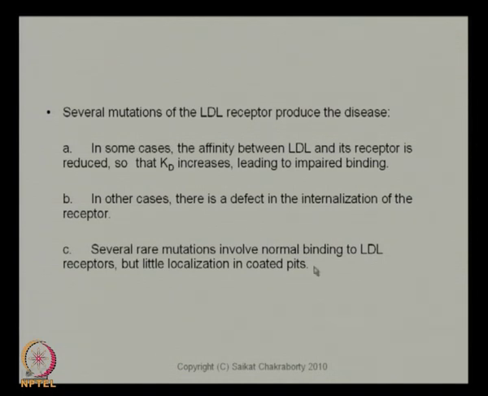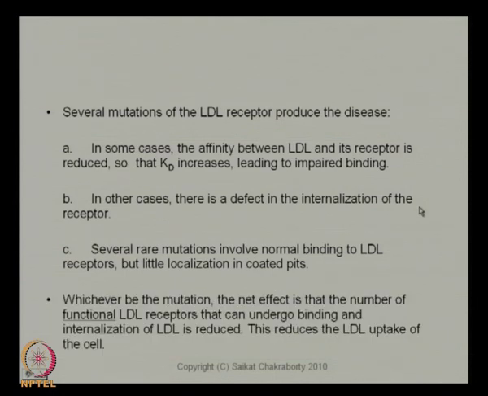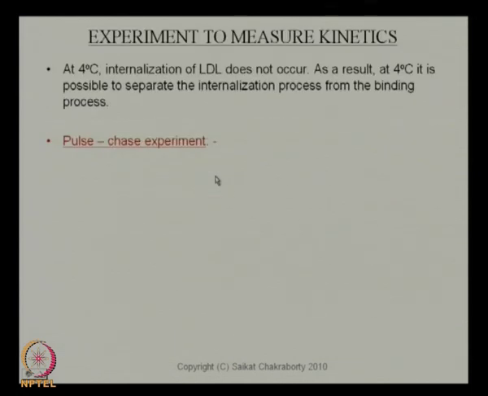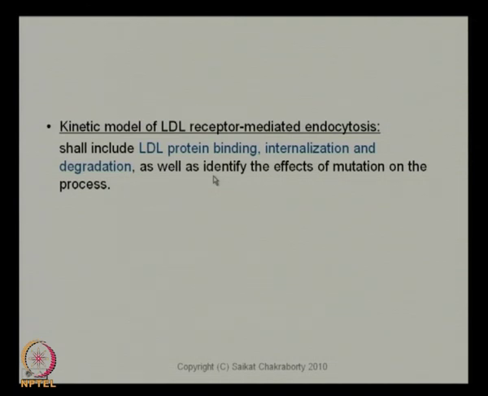If I want to understand or quantify these 3 defects, then I have to do a total kinetic study and look at the kinetic constants for each of these processes, kinetic or transport, whatever is the case. Maybe the lateral diffusion could be a transport process, and we will talk about that later. We have to quantify these 3 processes, and then we will be able to quantify the disease in general. So the kinetic process includes LDL protein binding, internalization, degradation, as well as identifying the effects of mutation on the process.